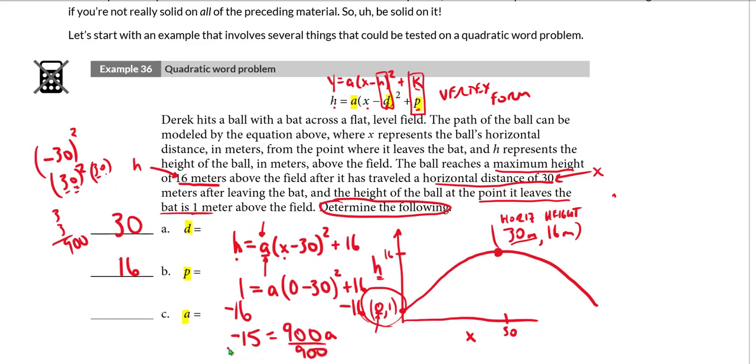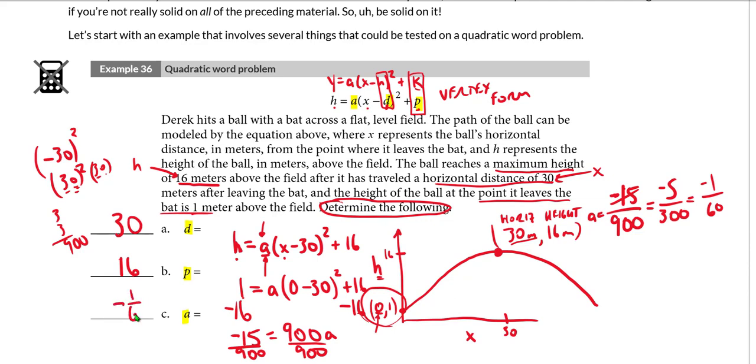I'm going to divide by 900. How should I break down that negative 15 over 900? There's various ways I could do this, but probably the easiest way is to divide by 3. So I divide the numerator by 3, I get negative 5, and divide the denominator by 3, I get 300. And now I'll divide by 5. So this is going to be negative 1, and 5 into 300 is 60. 5 into 30 is 6, therefore, into 300 is 60. So I now know that my a value is negative 1 over 60.